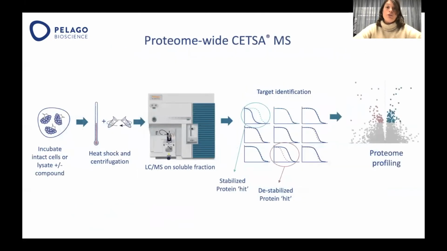The assay protocol for CETSA-MS starts with incubating cells, lysate, or even tissue, with and without the compound. Then heat shock is applied, followed by centrifugation. After the centrifugation, the soluble fractions are analyzed on a mass spectrometer. From this data, we can generate thermal shift data and identify proteins that have either been stabilized or destabilized. This can then be visualized in a volcano plot, looking at the protein profiling.